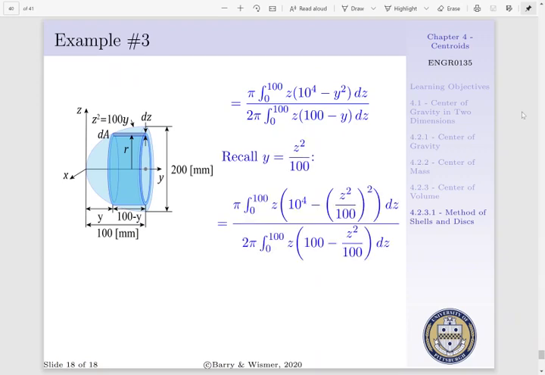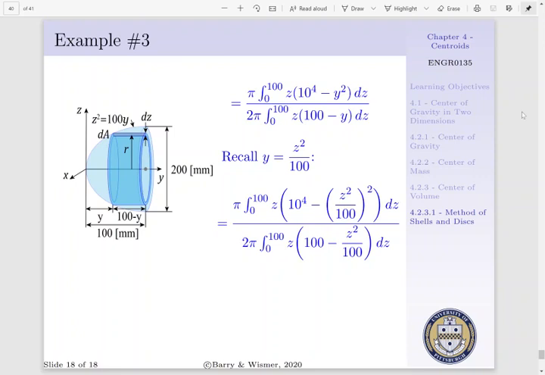Now, we recall z squared is equal to 100y, which defines our paraboloid. We can solve for y. Y is equal to z squared per 100. And we can make the substitution in for our y terms. Thus, in our numerator, we have pi times the integral from 0 to 100 of z times the quantity 10 to the 4th minus the quantity z squared per 100 squared. And this is integrated with respect to dz.